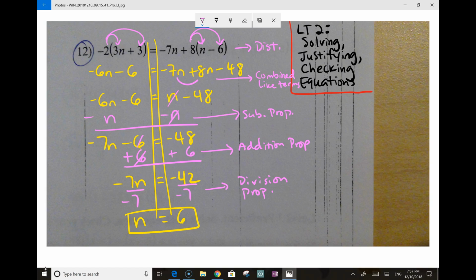Okay, so I solved it. I explained how I did it by justifying each step along the way. And now I need to check my answer to make sure that I actually did all this correctly. Because after solving, if you walk away and you don't check to verify that your solution is actually correct, then you might be walking away from something that is wrong. So let's go ahead and get to how to check this.